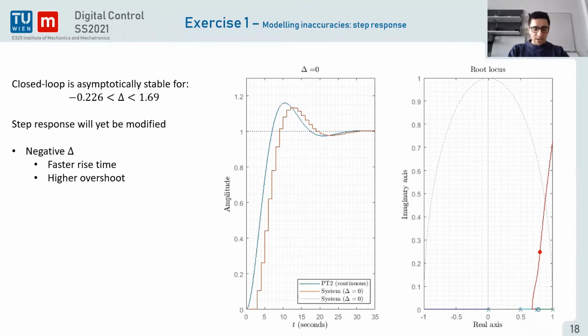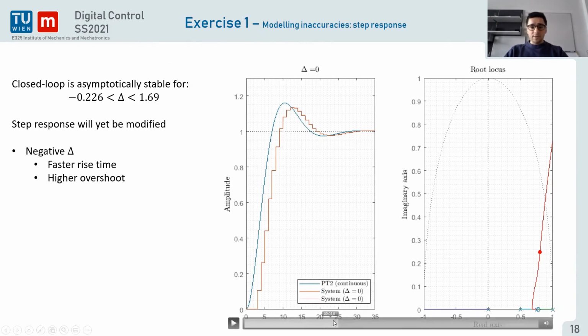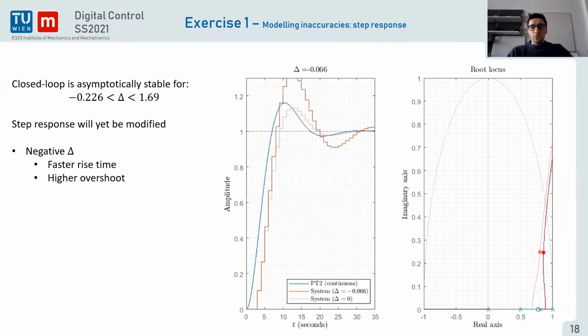So remember that one of the closed loop poles was 0.75 plus or minus delta. And so if delta is negative, yes, it was minus like this, if I remember well. So if delta is negative, then this pole will be faster. And so our step response will also be faster. So here, if delta is negative, you can see on the left that the step output will show higher oscillations, but the rise time is a little bit faster as well.